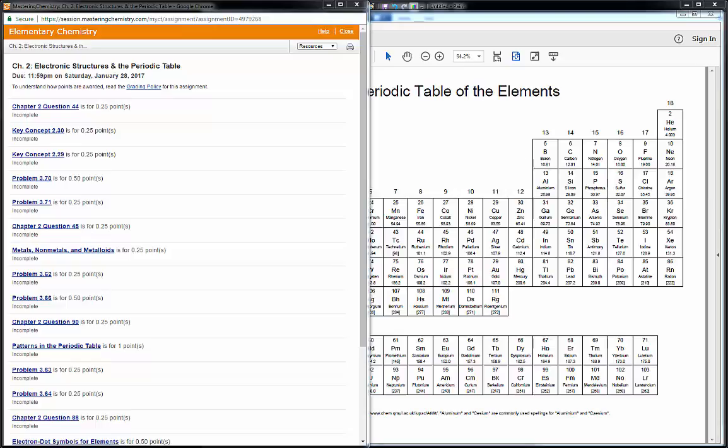Good morning. Today we're going over electron structures and the periodic table. This is our second homework assignment for our chapter on atoms and elements. So let's get started.